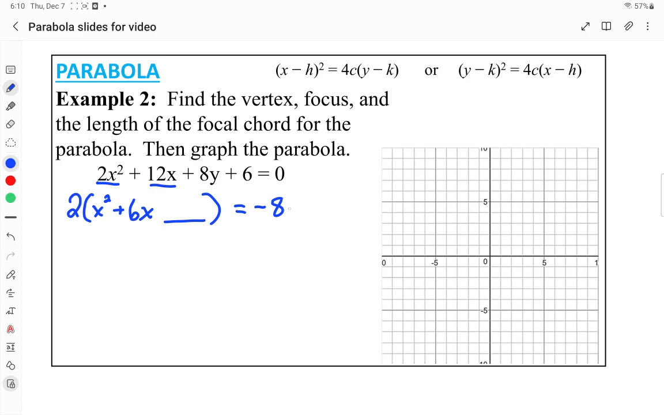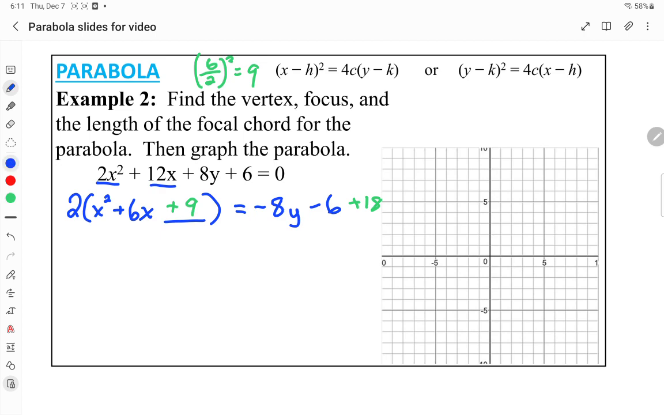I'm subtracting 8y over and 6 over. Great. Now I need that magic number. That magic number here is going to be 6 divided by 2 squared, which is 9. So I need to add 9 in there. And I need to balance the equation. Be careful. You are not going to add 9 to the right side. By adding 9 there, you're really adding 2 times 9, if you were to think about distributing that through. So instead, I'm going to add 18 to the right side.